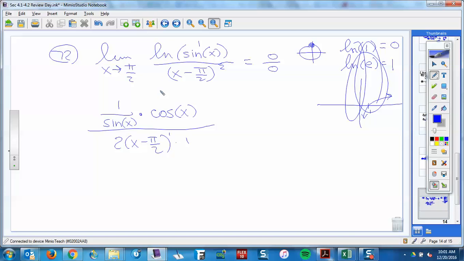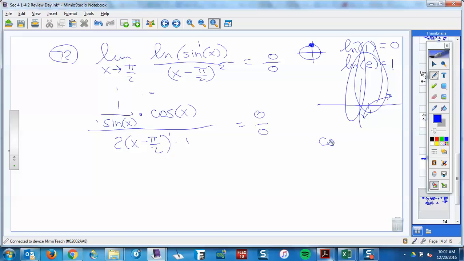Okay, we've done L'Hopital's rule. What's the next step? Put in the pi halves, see where we're at. So 1 over sine of pi halves, we said sine of pi halves was 1, so 1 over 1 is 1. Cosine of pi halves, that's the x coordinate at pi halves, which is 0. So 1 times 0 is 0. Down here, pi halves minus pi halves is 0. So we still have 0 over 0. So now we got to do another L'Hopital's rule.